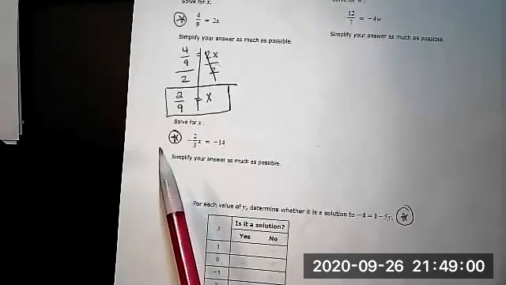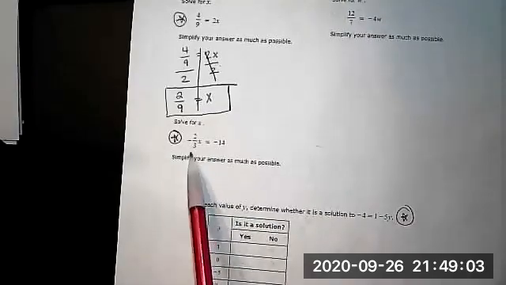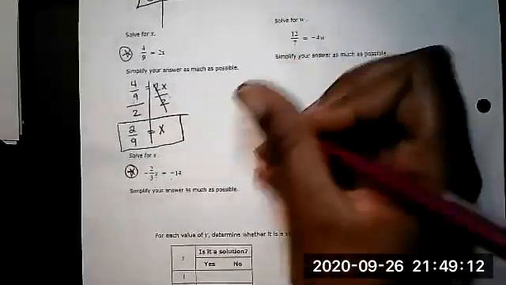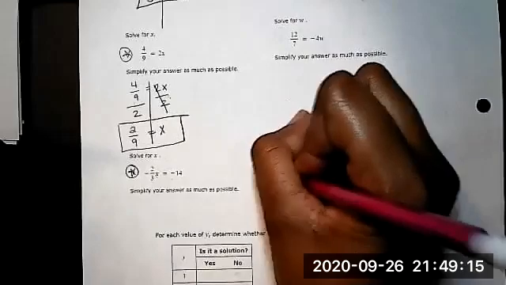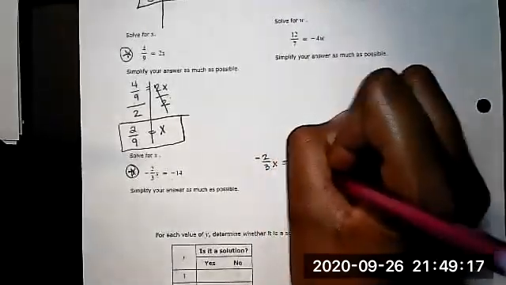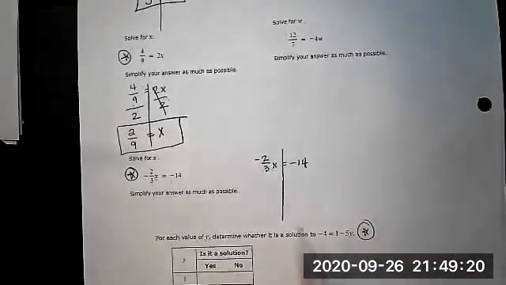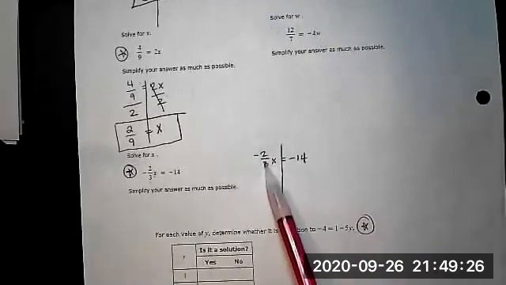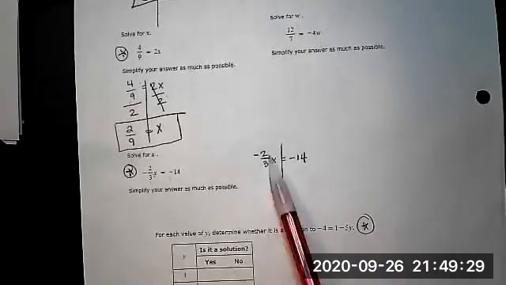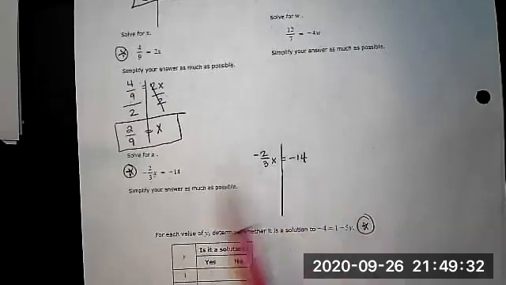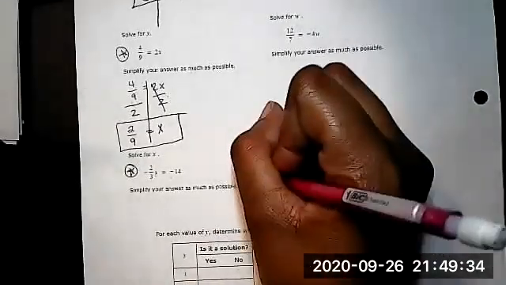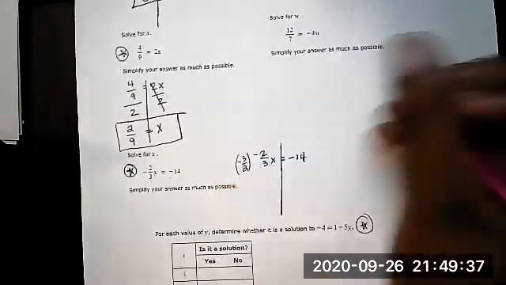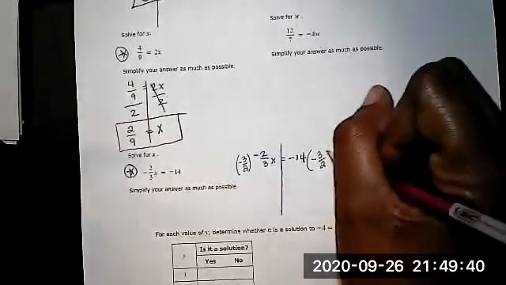All right, so here we have negative 2 over 3 x equals negative 14. Again, this number here is on the same side with the letter, and we're trying to get the letter x by itself, solving for x. So this one is similar to the one we did up here. If we have a fraction next to the letter, you're going to take the reciprocal, which in this case is negative 3 over 2.